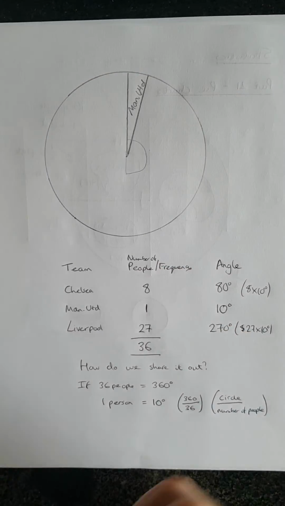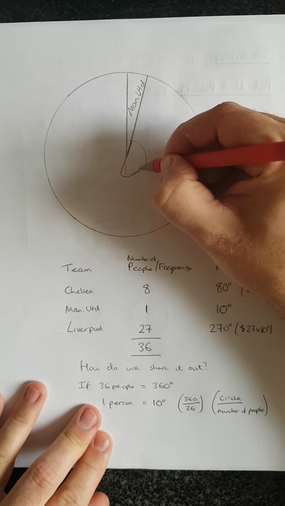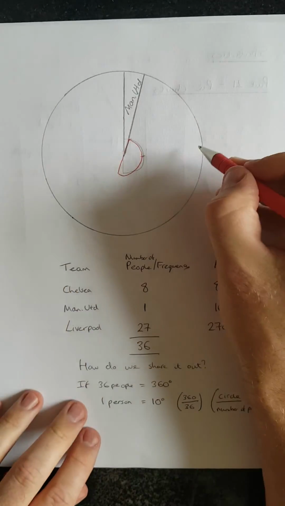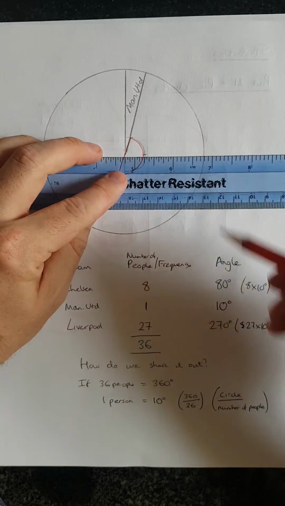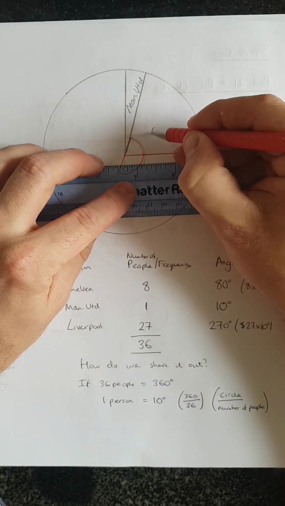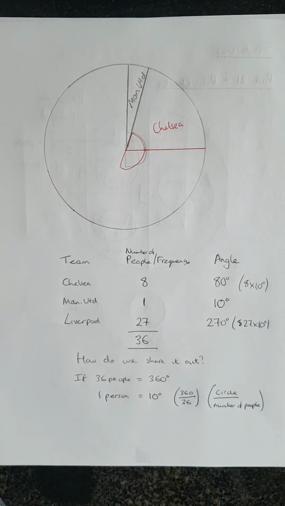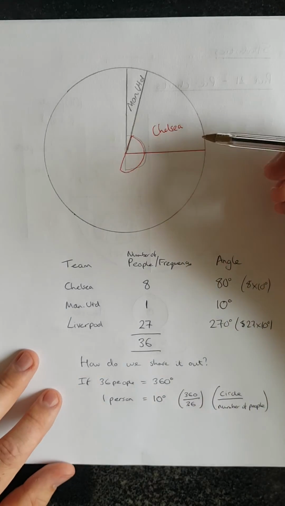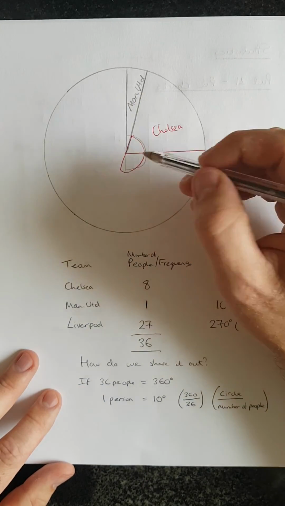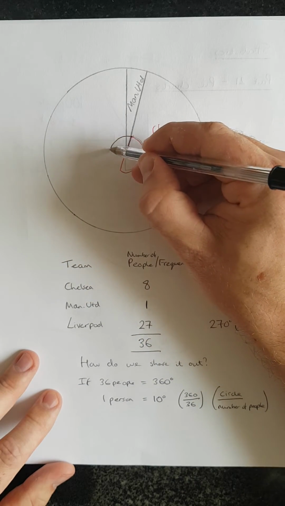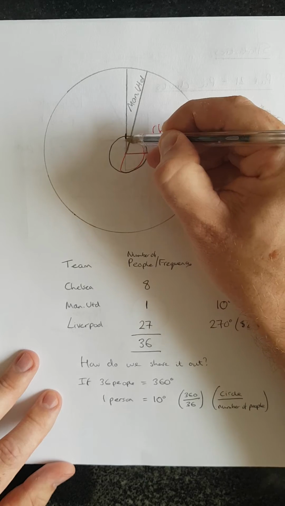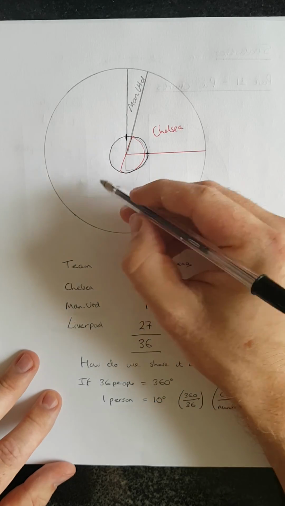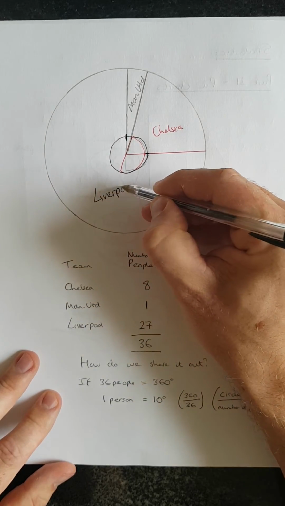Then you take your protractor and you place it on here like so. Measure from 0 round to 80. Then you draw that on and you label it Chelsea. Now, because this pie chart only has 3 sections, we don't need to measure the last one, but we should do really just to check. What you need here is a full protractor. Start at 0 here or here and measure around to get 270, and then label this section Liverpool.